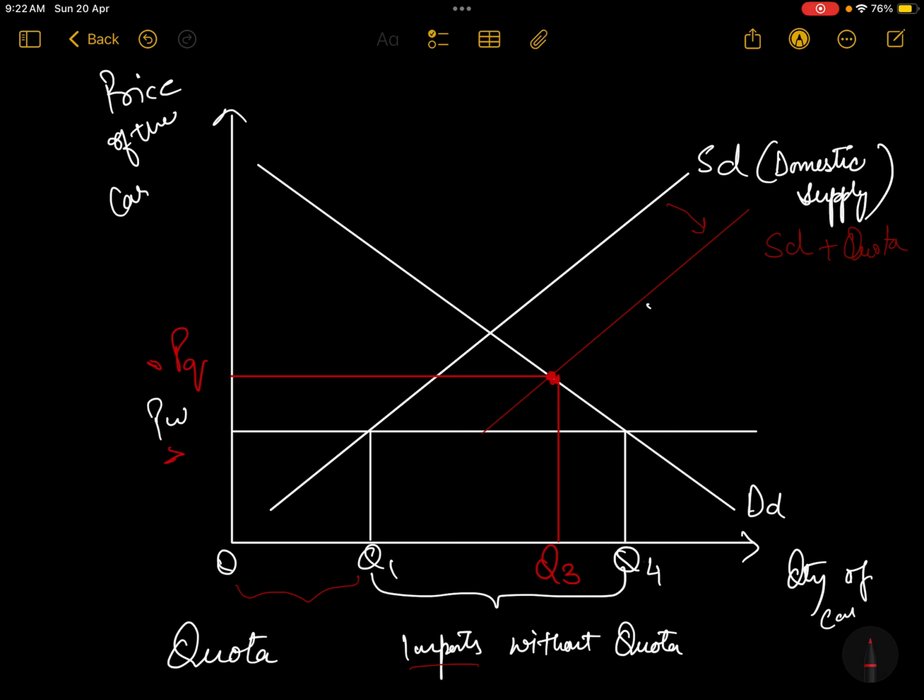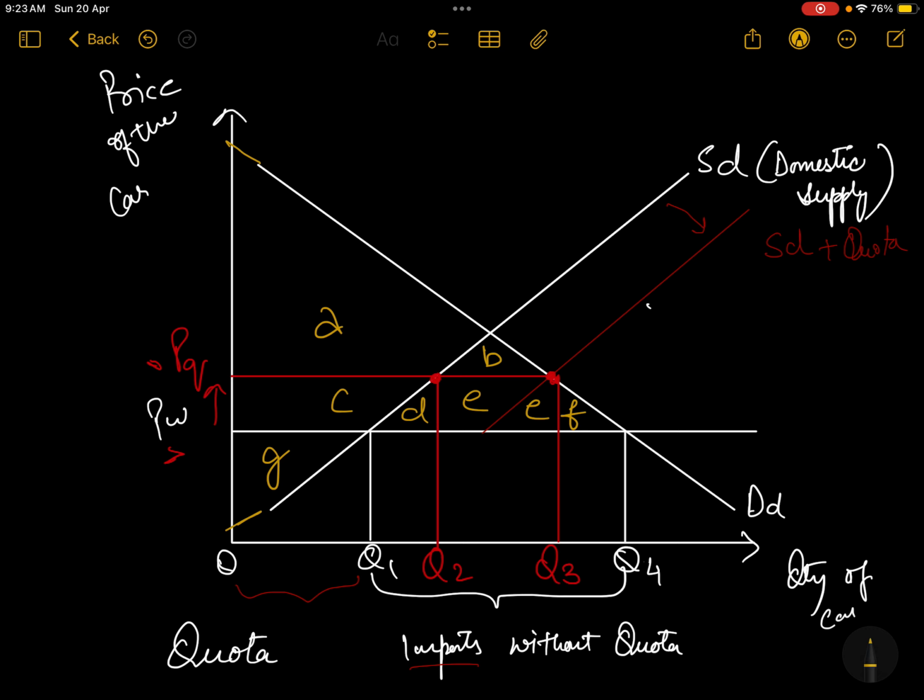Let's see how it further impacts. Now, with the increased price from PW to PQ, the quota price, the domestic suppliers will also show interest in the market to supply more goods and services at Q2. Looking at this graph, I'm going to label some areas to understand it better: the producer surplus and the consumer surplus and the impact. I suggest you connect these lines with the x-axis and y-axis to better identify the areas.